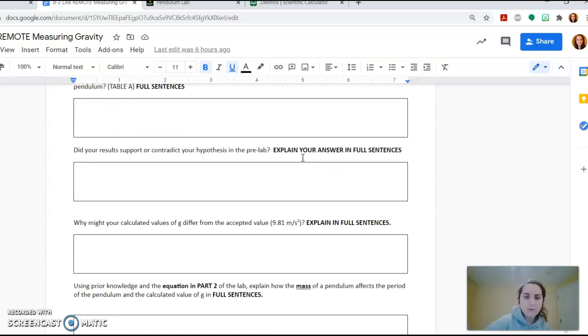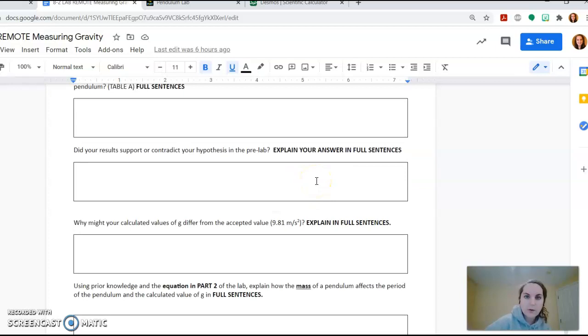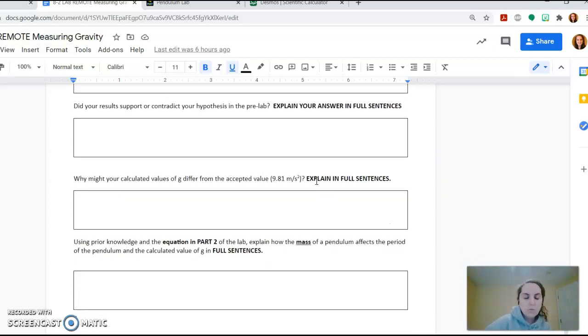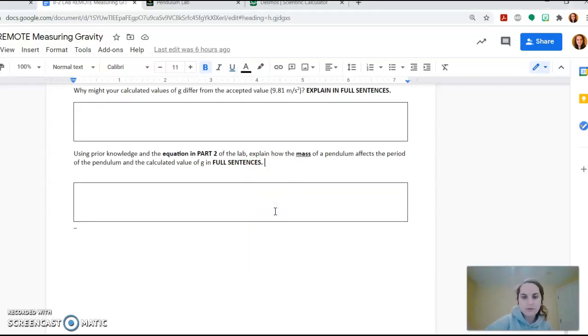Did your results support or contradict your hypothesis for this pre-lab? Okay, so go ahead and answer those questions. You've talked about your predictions, so now go back and answer those questions. Why might the calculated value for G differ from the accepted value of 9.81? Okay, and now using prior knowledge and the equation in part 2 of the lab, explain how the mass of the pendulum affects the period of the pendulum and the calculated value of G in full sentences.